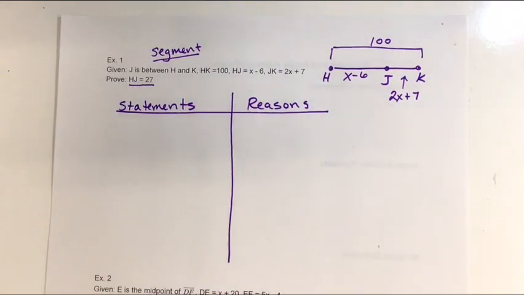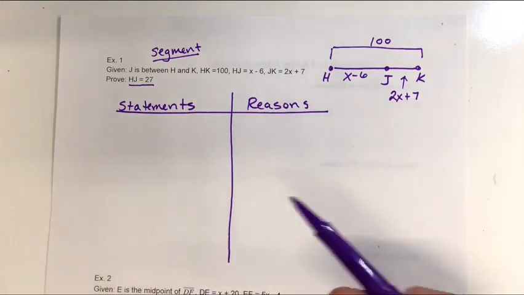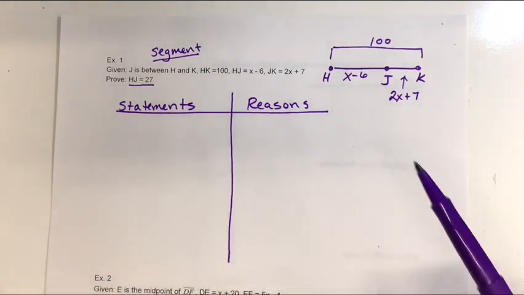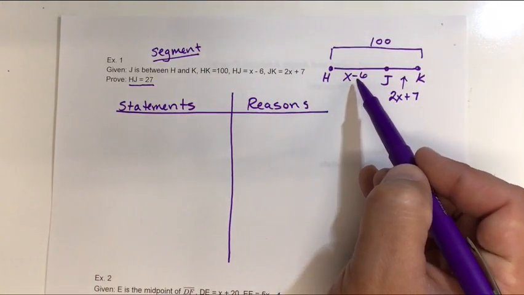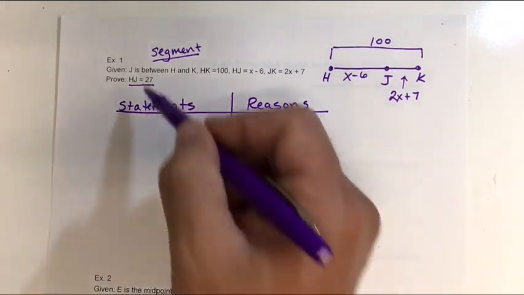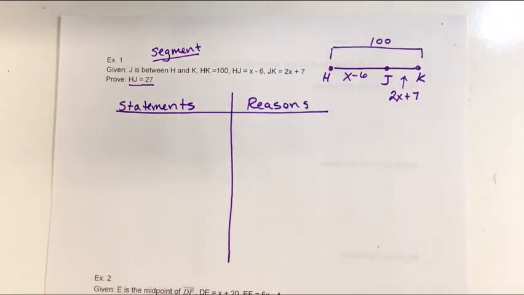Well, that means I need to build an equation, solve it for my variable, and then plug that variable back into this expression and simplify it to get my final statement of my proof. And so this proof will take a little bit more steps than what you're used to. But we need to draw the picture in when it's not given for us.